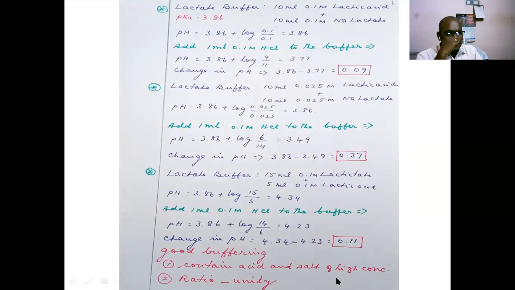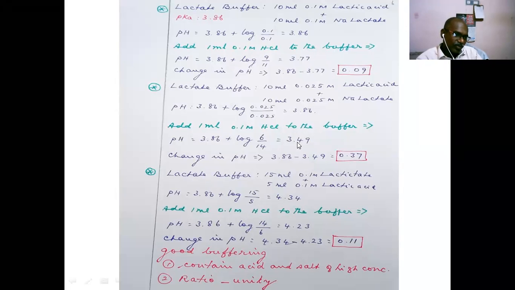So the last class, we did the 3 calculations. In the 3 calculations, we have taken the weak acid and its salt. For the first study, we have taken them with equal volume and equal concentration. And we have seen what happens to the pH of the buffer after the addition of 1 ml of 0.1 molar hydrochloric acid, and the change of the pH is 0.09.